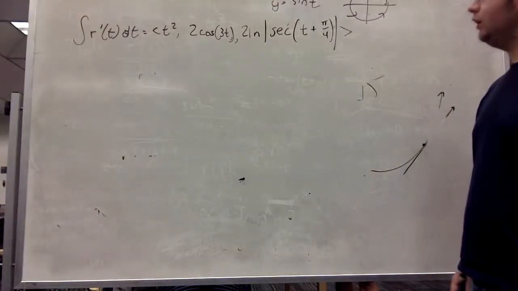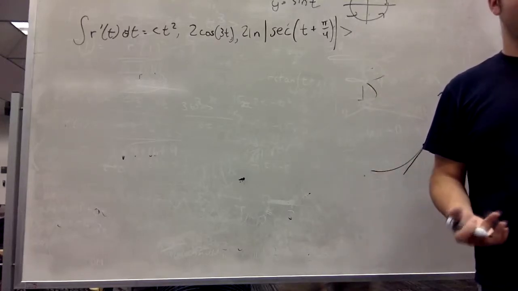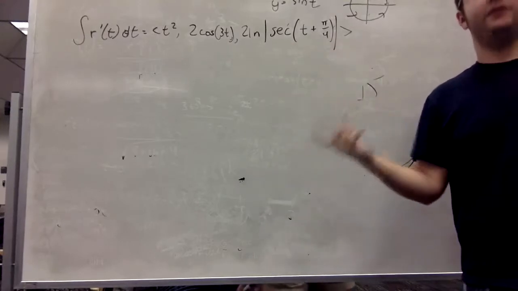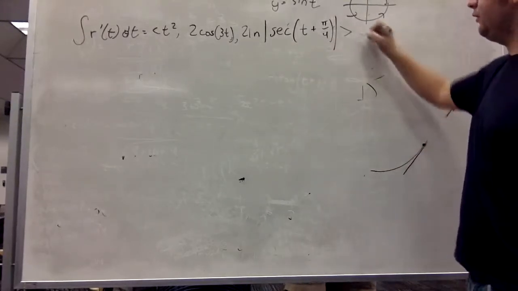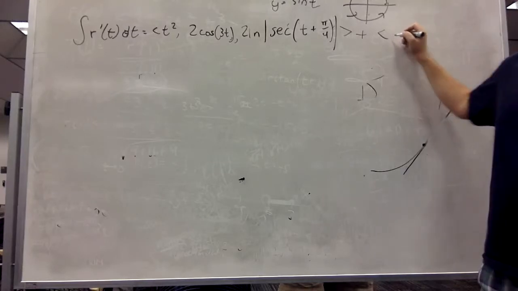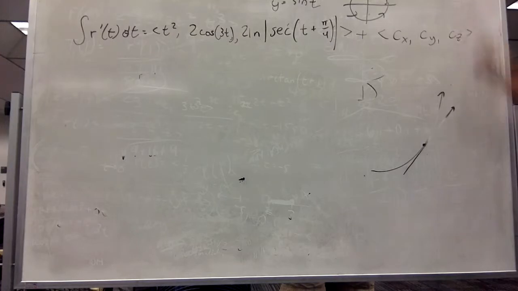Okay. Keep in mind that whenever you integrate, anytime it's an indefinite integral, there aren't any bounds here, so if it's an indefinite integral, you have plus C. But this would be not plus the number C, but plus a vector C, which we'll denote by cx, cy, cz.